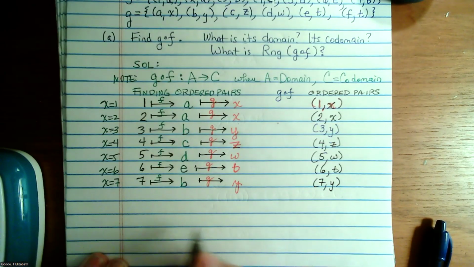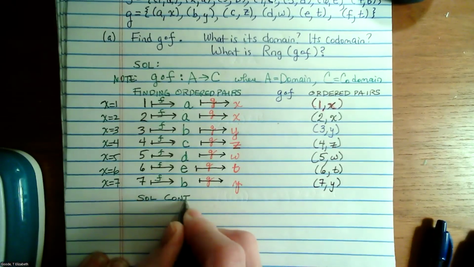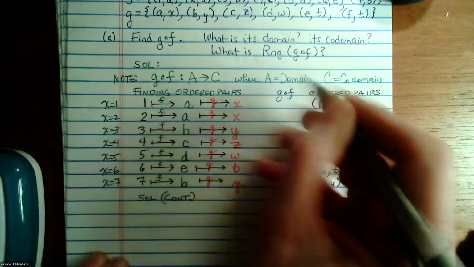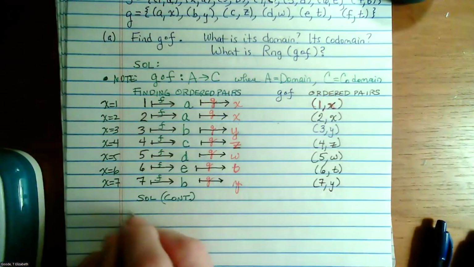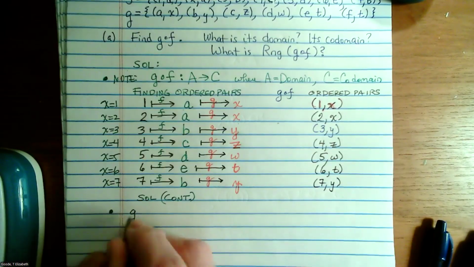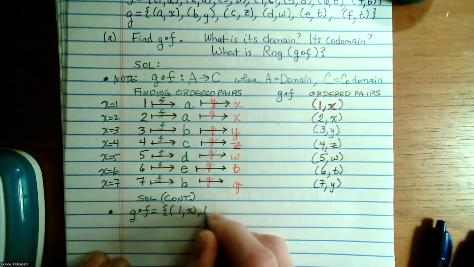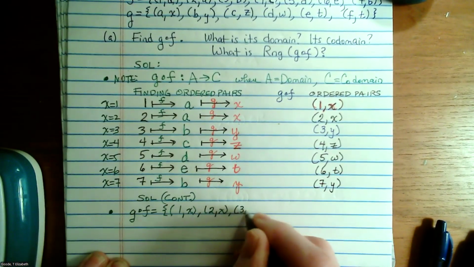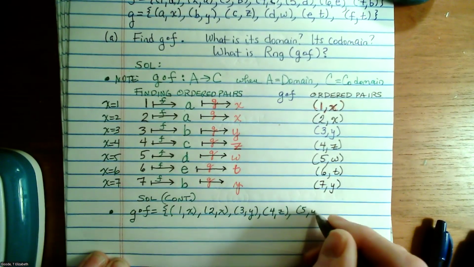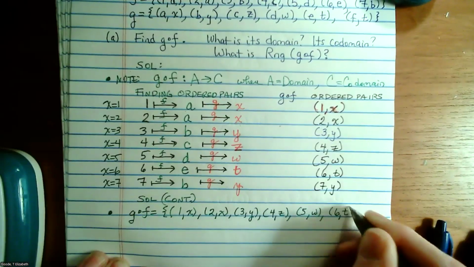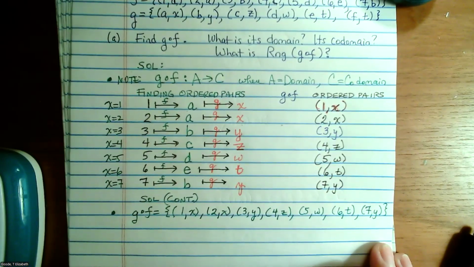So now, our solution continued, because here we already wrote what the domain and the codomain are. So G of F is a set of ordered pairs: 1, comma X; 2, comma X; 3, comma Y; 4, comma Z; 5, comma W; 6, comma T; and 7, comma Y. Dr. Good went a little bit buck wild with this one. I had a lot of domain elements, didn't I?